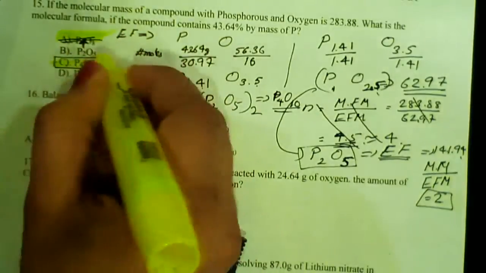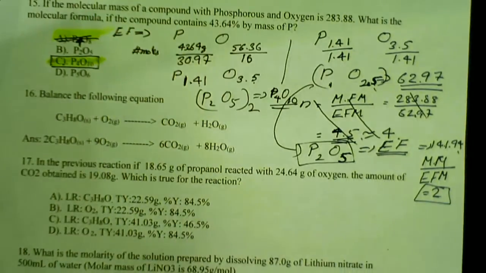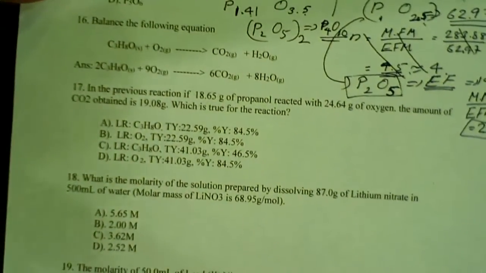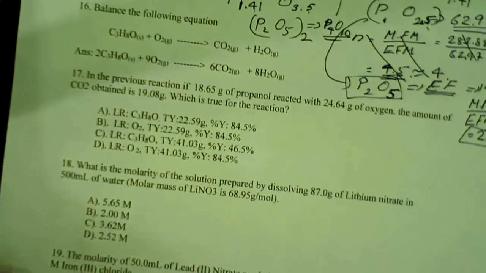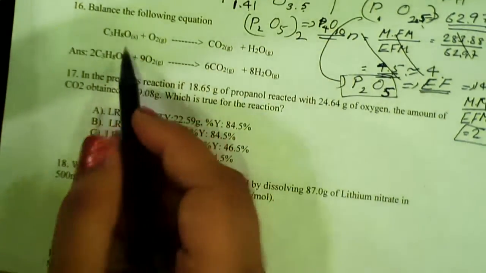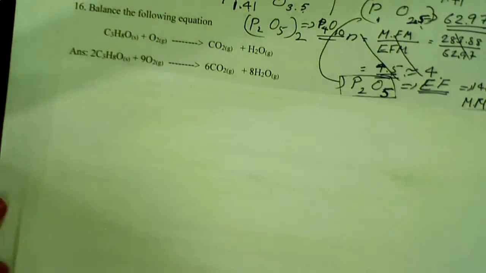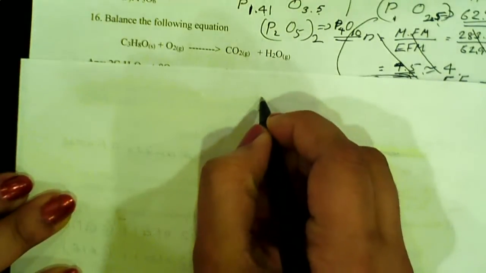So this is the constant that you have to multiply the empirical formula by. So you have to multiply P2O5 with 2. Multiplication means you have to multiply the subscripts. So you will end up with P4O10. So our answer is P4O10. I'm sorry for the confusion.